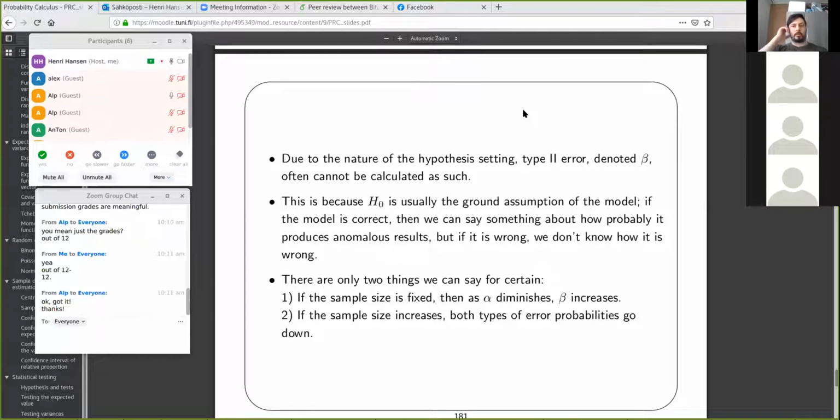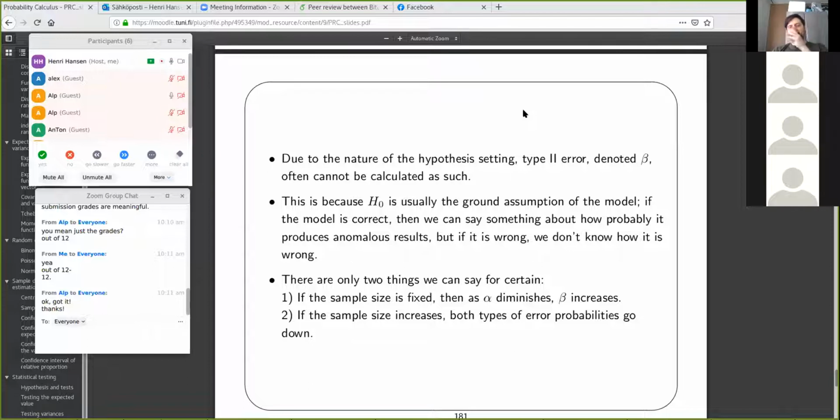The type 2 error, we often denote by beta. We often cannot calculate it as such. The null hypothesis is what we call the ground assumption of the model. If the model is correct, then we can say something about how probably it produces the anomalous result. But if it's wrong, we don't actually know how it is wrong. We just postulate that it's wrong, and that's it.